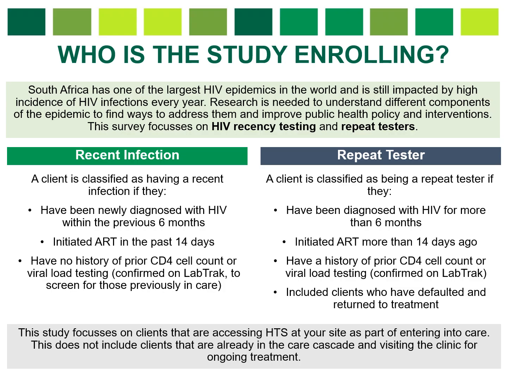The other group that we are looking at are what we call repeat testers. A client is classified as being a repeat tester if they have been diagnosed with HIV for more than 6 months, they initiated ART more than 14 days ago, and they have a history of prior CD4 cell counts or viral load testing, which we confirm via LabTrack. This also includes clients who have defaulted and are returning to treatment, but they also may not have started treatment already.